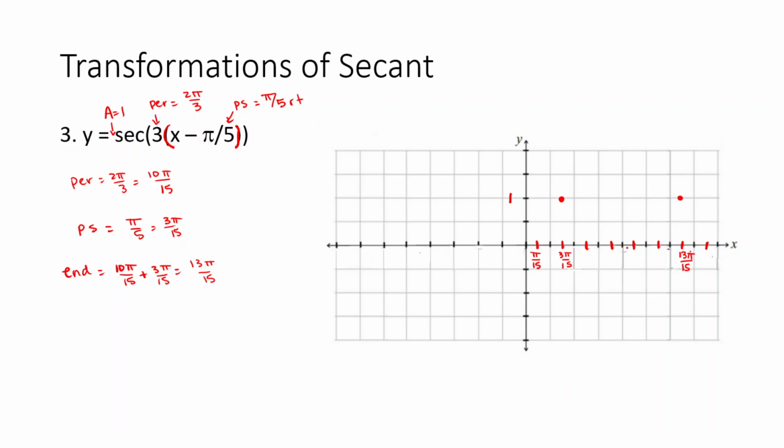Now halfway in between that, so half of the period is... so my mid, another way to find the mid is to take your phase shift plus half the period. So that's going to be 3 fifteenths plus 5 fifteenths, which will put me at 8 fifteenths. So if this is 3, 4, 5, 6, 7, 8. And that'll be my valley.